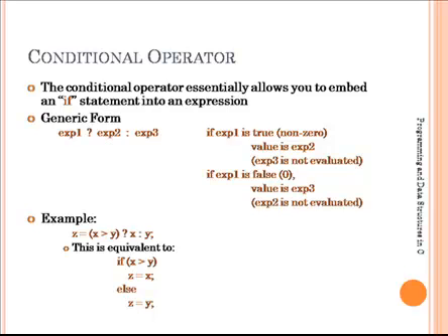Earlier we discussed binary operators and unary operators. This is a ternary operator. The equivalent code for the conditional operator is: if expression 1 is true, it evaluates expression 2, else it evaluates expression 3. If expression 1 is true, it jumps to expression 2, else it will jump to expression 3.